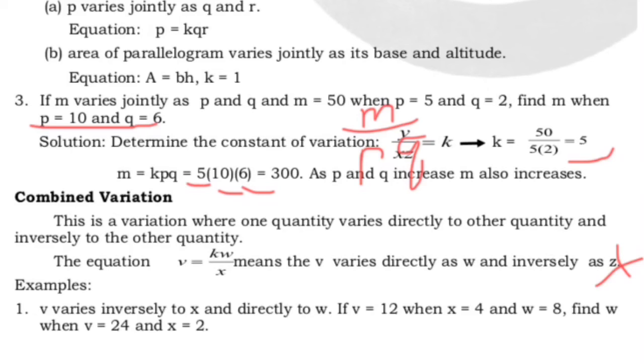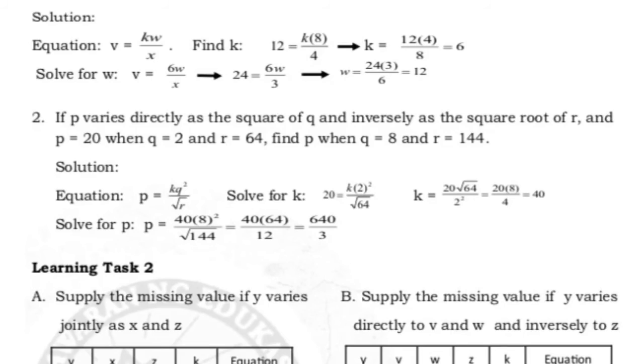So examples. Number 1. V varies inversely to X and directly to W. If V equals 12 when X equals 4 and W equals 8, find W when V equals 24 and X equals 2. So using V equals K times W over X, we're going to find first K.